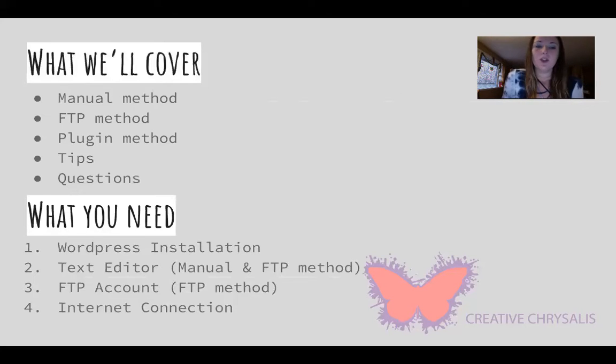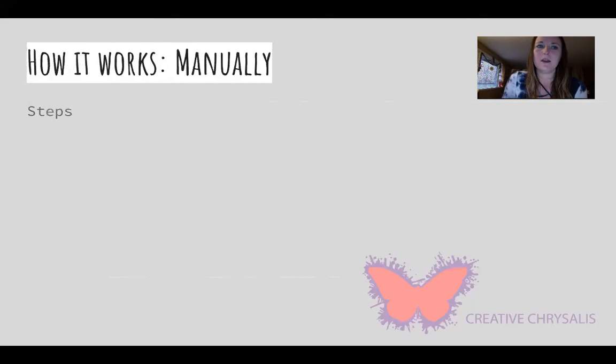That's not recommended. You're also going to need a text editor specifically for the manual and the FTP methods, which I recommend you get familiar with either or both of these methods before using the plugin. So a text editor, definitely. If you don't have a text editor, go ahead and pause the video and do some research on best text editors for a PC, best text editors for a Mac. Go ahead and download that and then pop back on here. Okay, you're also going to need an FTP account if you're going to use the FTP method. And you need an internet connection so that you can upload your child theme to WordPress.